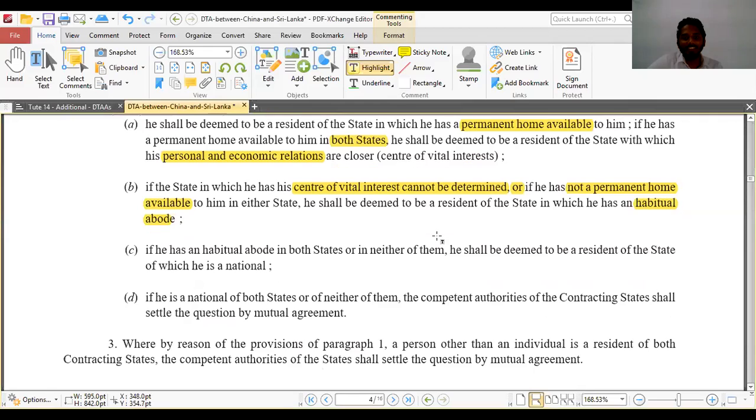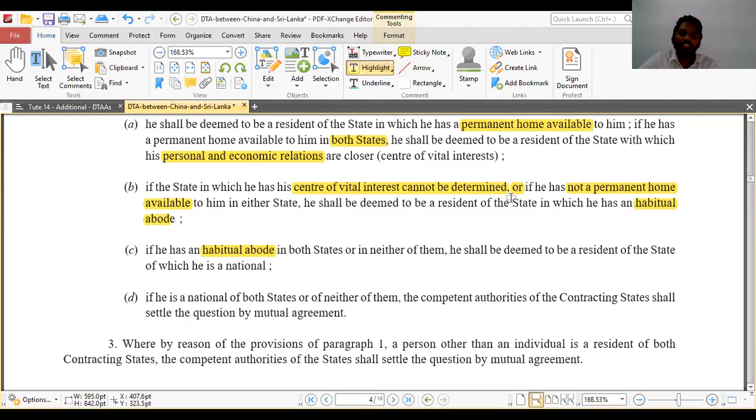Basically, the habitual abode is the period you stay. One answer also came: where the person usually lives. Yeah, exactly. Where that person usually lives is the one you need to consider as the habitual abode. So even though he has a permanent home, or if not, even the center of vital interests cannot be determined, then you need to go with habitual abode.